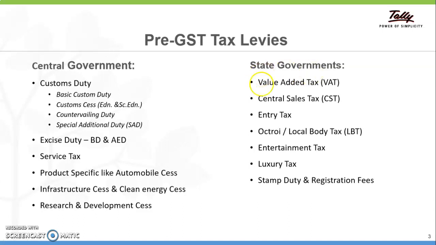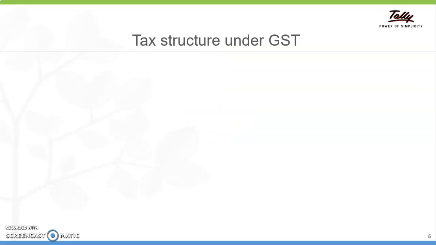If it is within the state, it is value added tax. If it is to another state, for example, from Telangana I am supplying to Karnataka, another state, at that time I have to pay CST, central sales tax. The other taxes are not that relevant for our syllabus. So these are the taxes pre-GST. Now we will see the next thing.